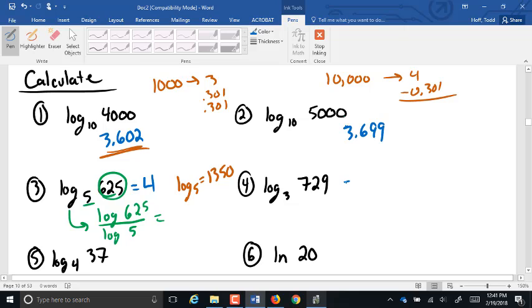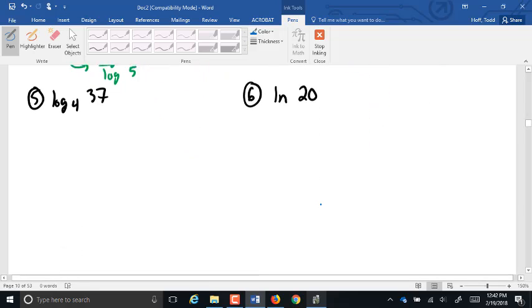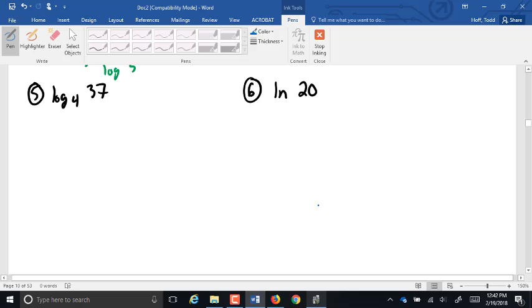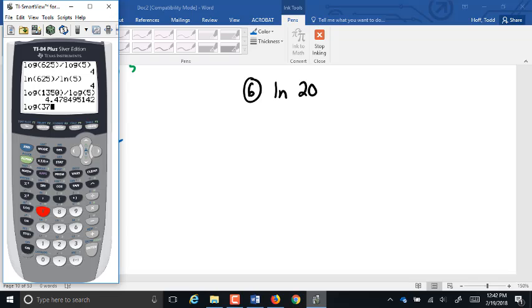Number 4, log base 3 of 729 is 6. Very good. 3 to the power of 6 is 729. Again, log of 729 divided by log of 3 will give you that result. Now, this one, number 5, we have to use that change of base formula because 4 does not evenly go into 37. So it's log of what over log of what? 37 goes on top and 4 on bottom. So log 37 divided by log of 4, we get 2.605.